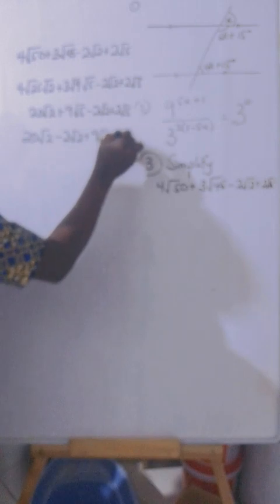Right. So with this, you collect like terms. So 20 root 2 minus 2 root 2, the same surd, then plus 9 root 5 plus 2 root 5. So this will give you 18 root 2, and this is 11 root 5. Different root numbers, you cannot simplify further.